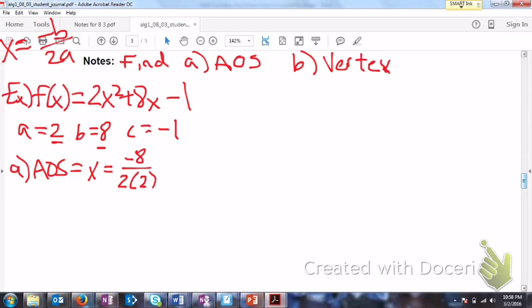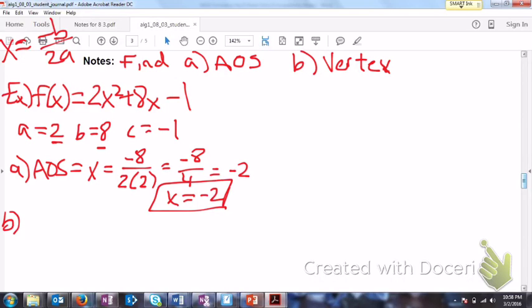a, which is 2. So I just plugged these numbers right in, which gave me negative 8 over 4, or negative 2. So the AOS is x equals negative 2. Found my axis of symmetry. Turns out that x value is also the x value of the vertex.